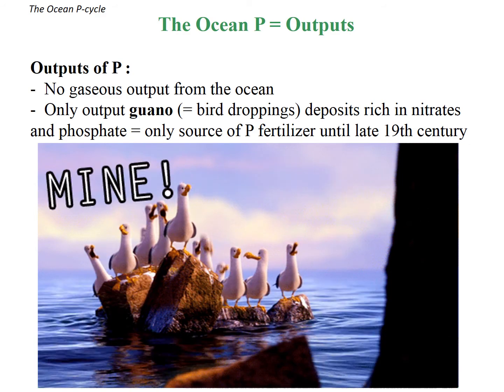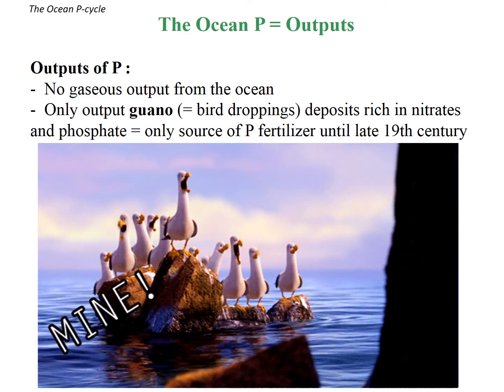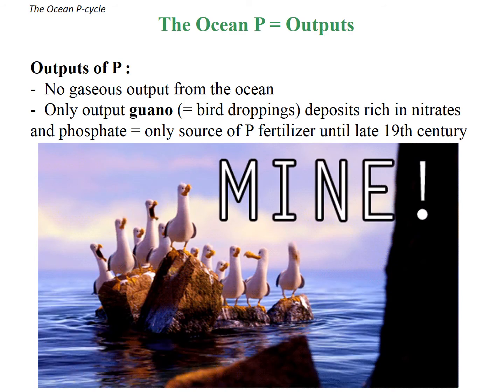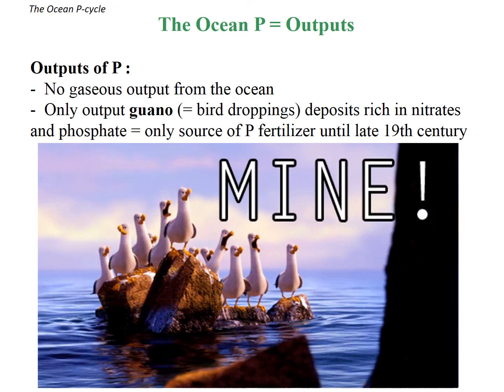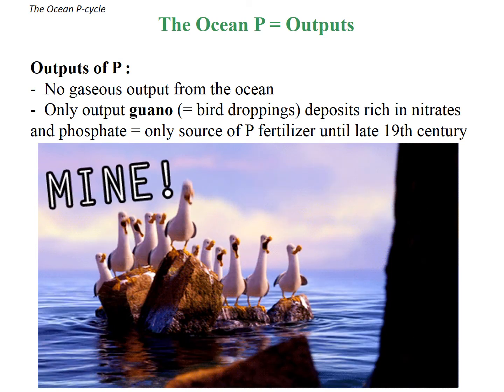So the outputs to the system. We've got this phosphorus in the ocean, and we've got these sources coming in. So there must be some removing phosphorus from the ocean, and that's partially in organic sediments at the bottom of the ocean.